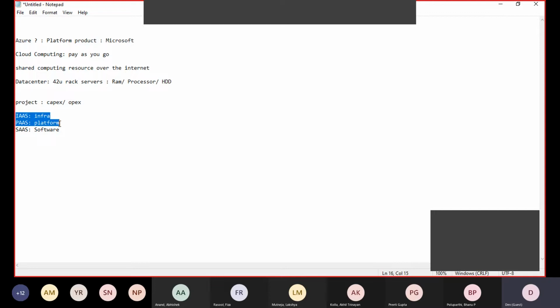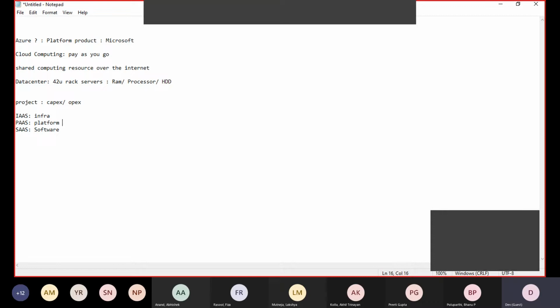So in infra, you are building the infra. And in platform, you have the platform on which you can run your solutions. You can host the solution. You need not think about the infrastructure part. Clear, guys? So cloud computing is a technology, and Azure is a product. Just like GPS is a technology, and Google Maps is a product. Similarly, cloud computing is a technology, and Azure is a product.